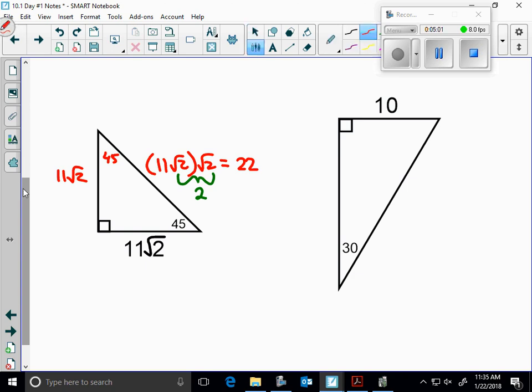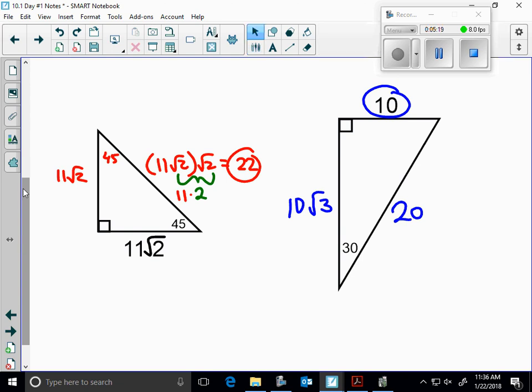And 11 times 2 is 22. So that would be our hypotenuse length. Okay, in this example over here, I've got myself a short leg of 10. That means the hypotenuse will be double that, and that short leg times root 3 would give me the other leg.